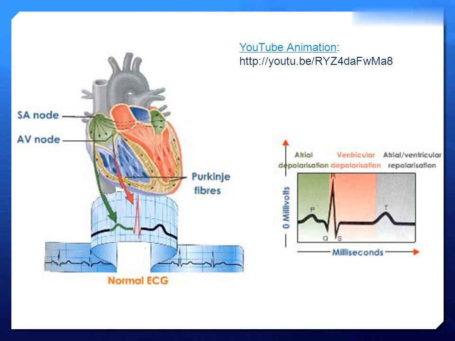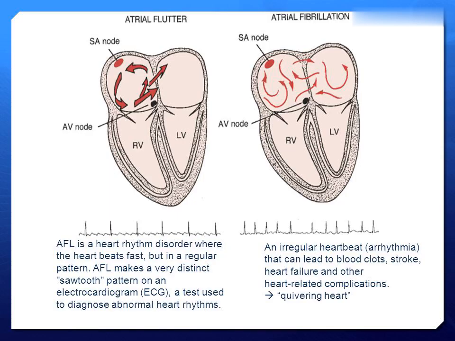AFL is a heart rhythm disorder where the heart beats fast, but in a regular pattern. AFL makes a very distinct sawtooth pattern on an electrocardiogram, ECG, a test used to diagnose abnormal heart rhythms. An irregular heartbeat, arrhythmia, can lead to blood clots, stroke, heart failure and other heart-related complications.